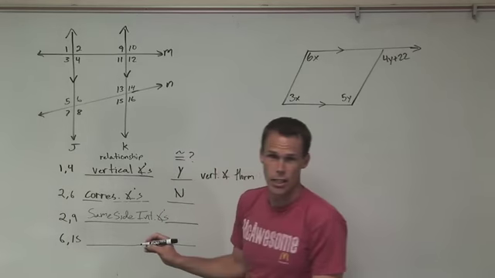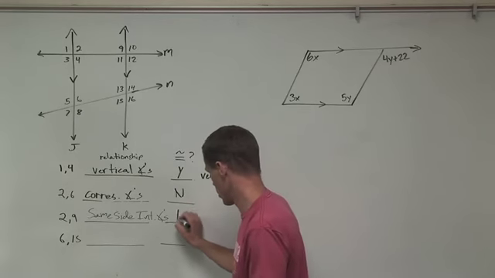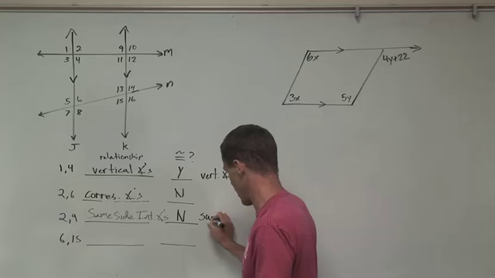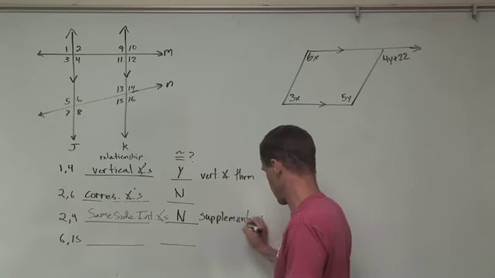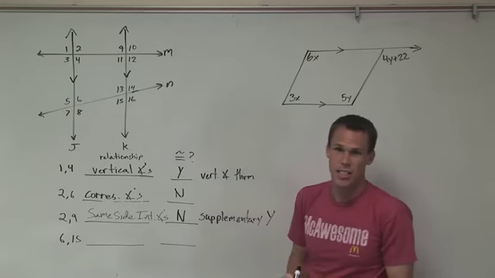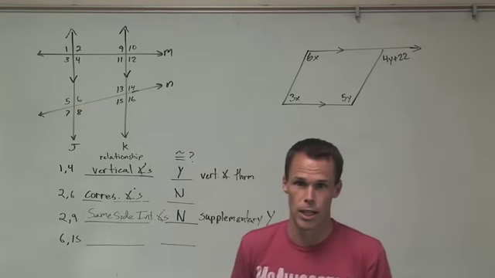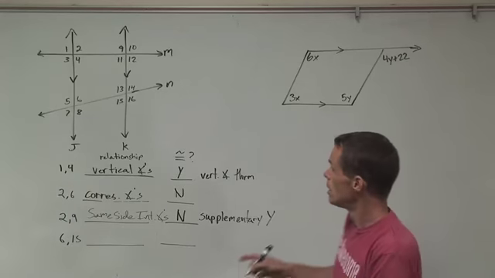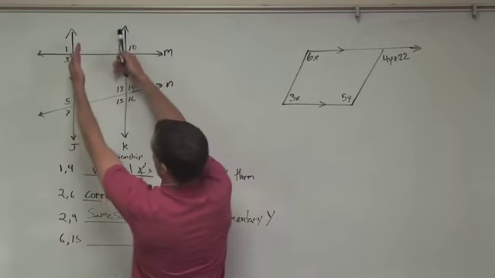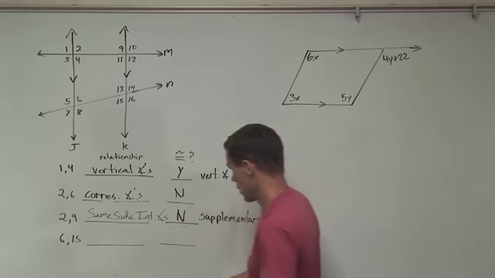And we're asked, are they congruent? Well, no. They are supplementary, because the same side interior angle theorem tells us that same side interior angles are supplementary when the lines are parallel. And we have two lines, J and K, that are parallel.